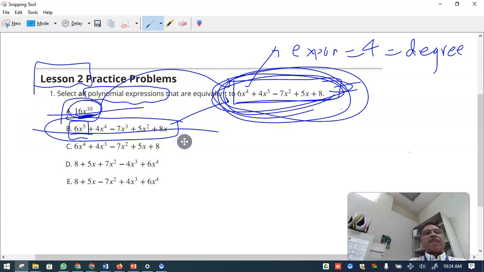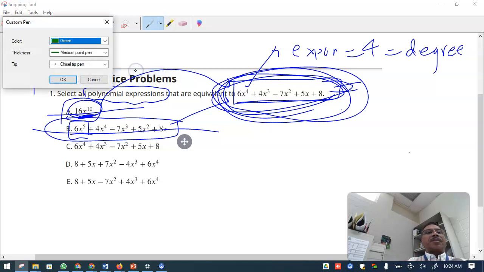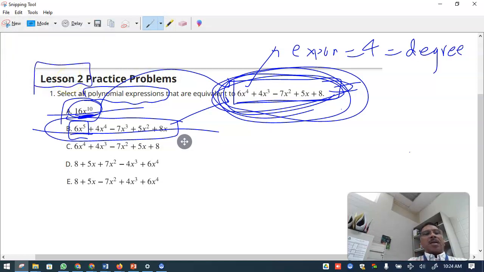What about the next one? Okay, the next one: 6 raised to x, yes, it is there. 4x cubed, it is there. Negative 7x squared, it's there. 5x, so exactly the same. This is correct. What about d?